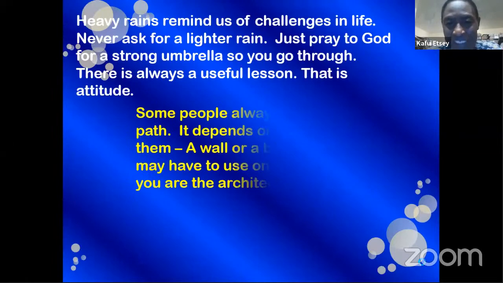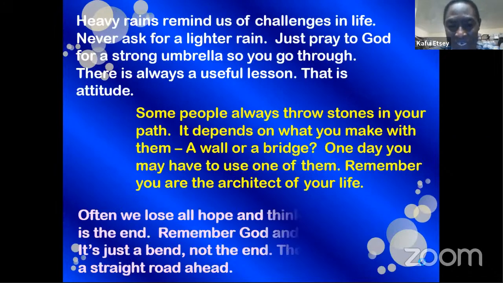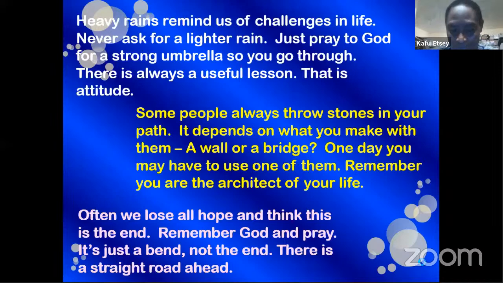The second one, some people will always throw stones in your path. It depends on what you make with the stones. You either make a wall or a bridge. But remember, one day you may have to use one of them. Also remember that you are the architect of your life. And finally, often we lose all hope and think this is the end. Remember God and pray. It is just a bend and not the end. There is a straight road ahead of you. Thank you for the inspirations.